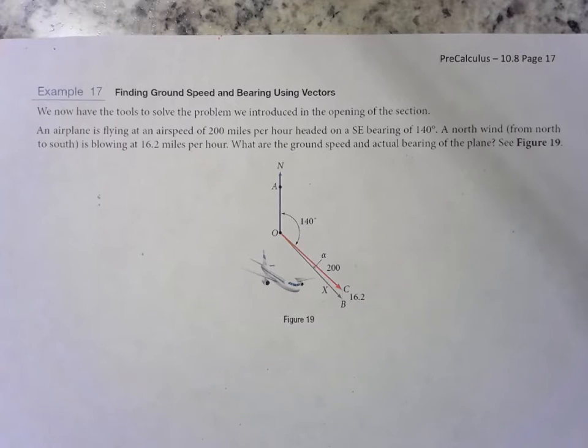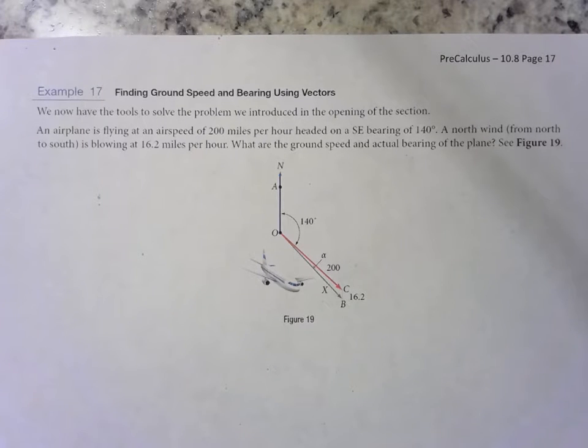We now have the tools to solve the problem we introduced in the opening of the section. An airplane is flying at an airspeed of 200 miles per hour, headed on a southeast bearing of 140 degrees. A north wind, from north to south, is blowing at 16.2 miles per hour. What are the ground speed and actual bearing of the plane?